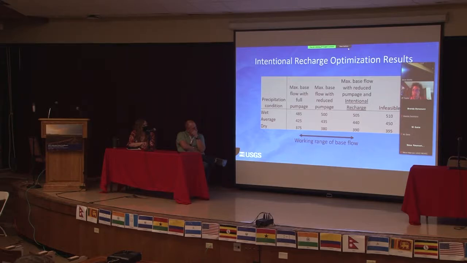And so you can see that there's a working range of base flow the system is capable of, and the infeasible column would be with the current constraints of the model, like limiting pumping to no less than 50% and max intentional recharge rates. The feasible range there is something that the system couldn't produce.